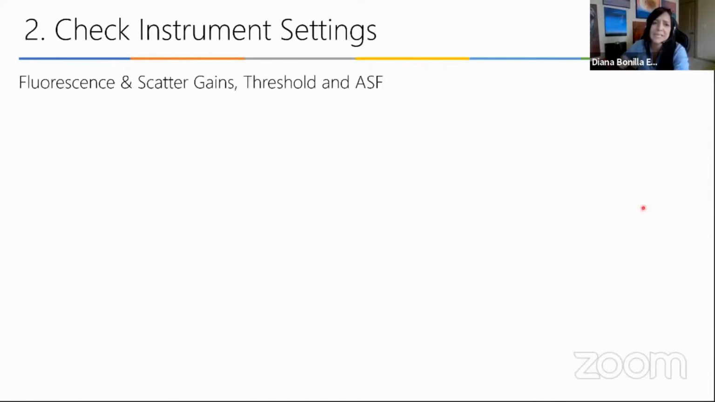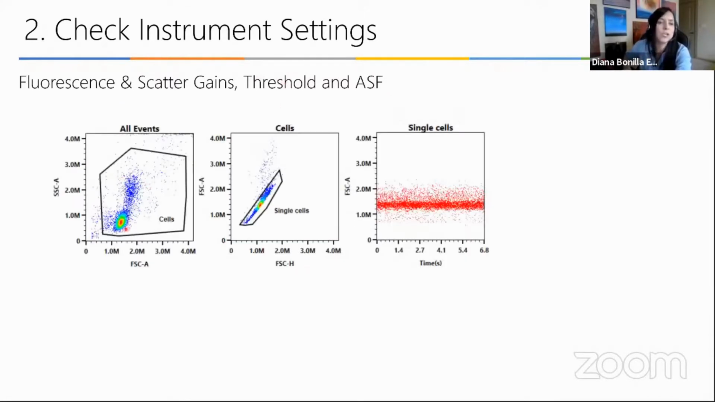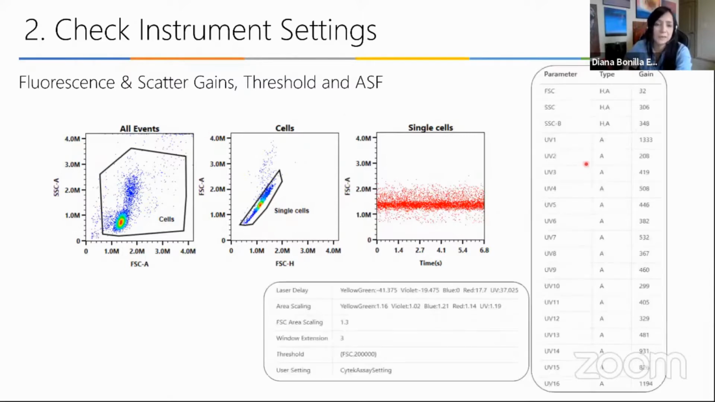Step number 2 is check your instrument settings, the ones that you use for acquisition. That includes gains, voltages, thresholds, area scaling factor. You want to make sure your population is on scale, you don't have out of scale signal. You want to make sure your signal is stable across time for every scatter parameter, and definitely for the fluorescent ones. And for every fluorescent detector, you want to make sure the gain value, the voltage value that you use gives you that perfect separation or resolution for the different colors in the panel.